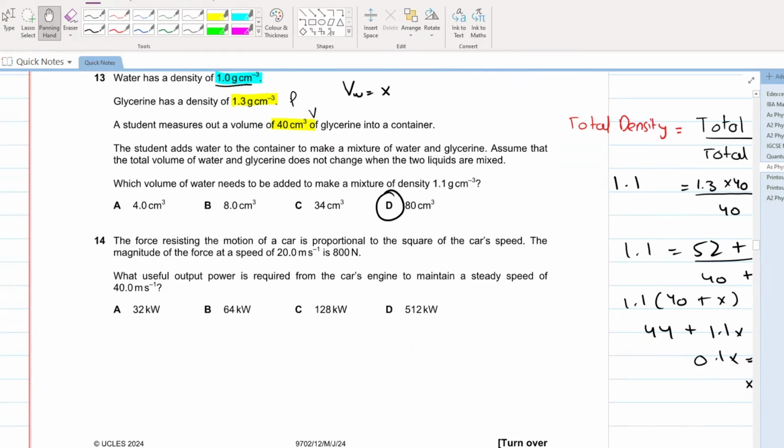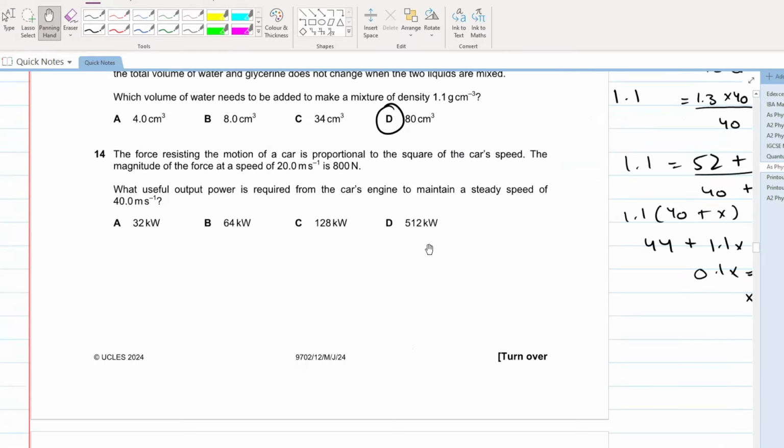If you have any questions, you may ask. The force resisting the motion of a car is proportional to the square of the speed. Perfect. The magnitude of the force at a speed of 20 ms minus 1 is 800 Newton. Perfect.